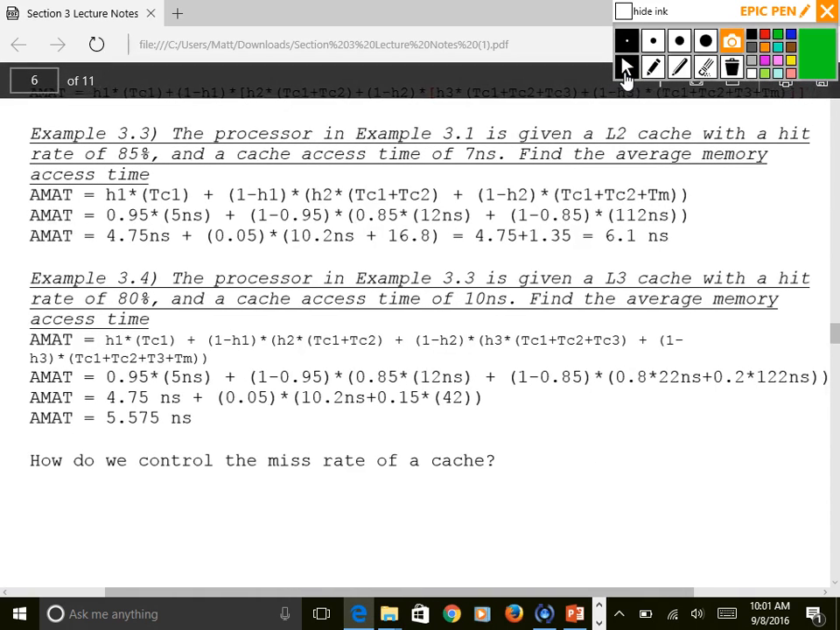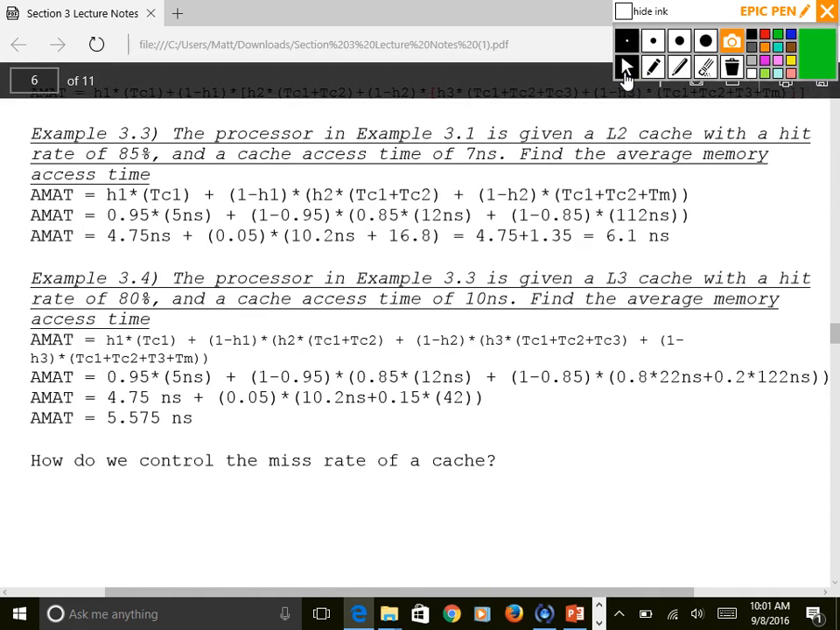Does anybody have any other questions about the average memory access time, principle of locality? Anything else we've covered so far? Blocks, all that good stuff. How many levels are there? How high will it go?